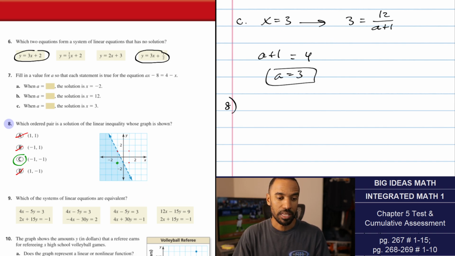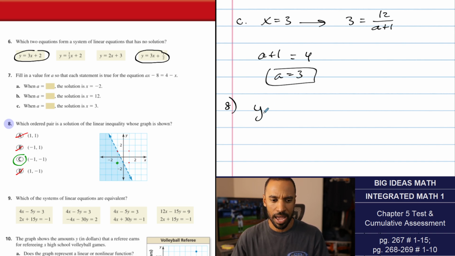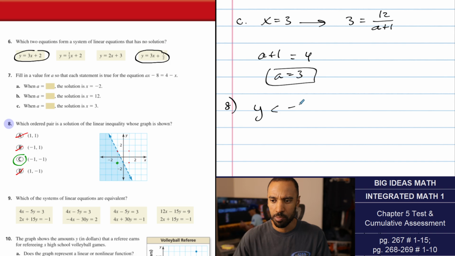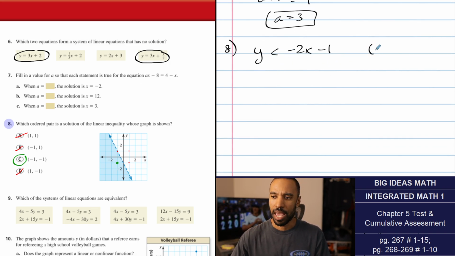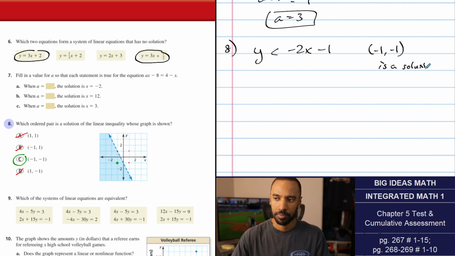Now, they didn't ask us to write the inequality, but you could use slope-intercept form and figure that one out. I believe it's supposed to be y is less than -2x minus 1. I think that's it. So -1, -1 is a solution. Check it out, because we get -1 is less than 2 minus 1, which is 1, and that's true.